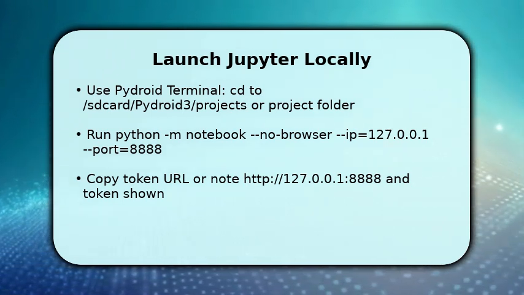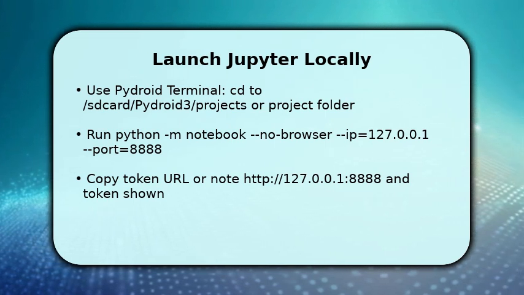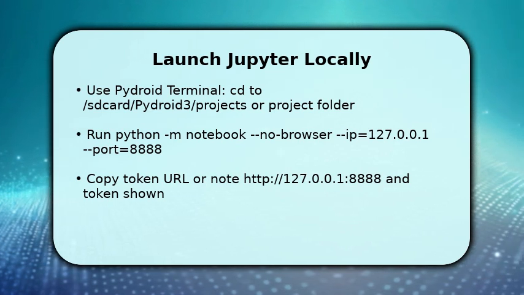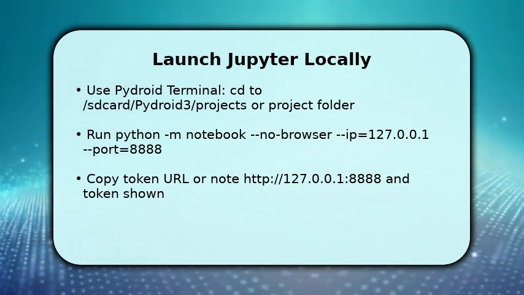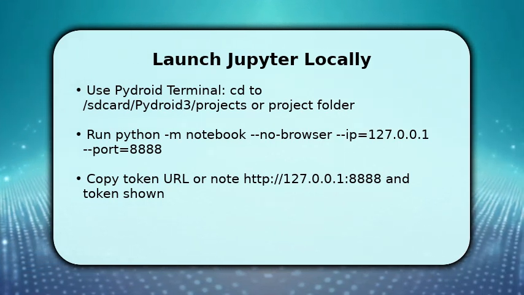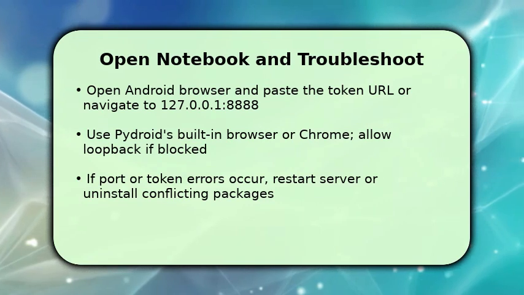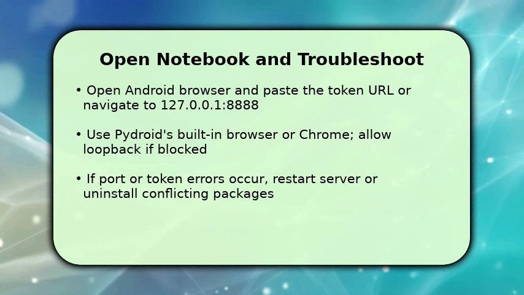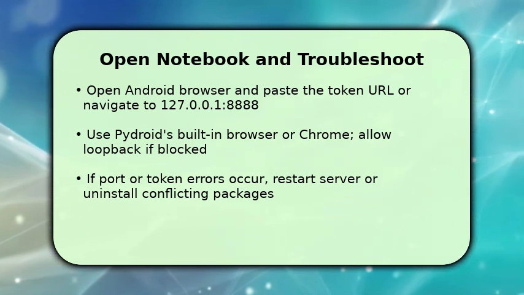Finally, open the notebook in your Android browser by pasting the token URL or navigating to http://127.0.0.1:8888 and entering the token when prompted. You can use Pydroid's internal browser or Chrome. Make sure apps are allowed to use localhost or loopback. When your notebook loads, run cells as normal.